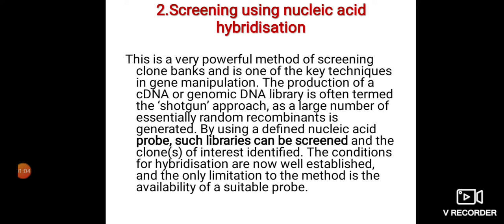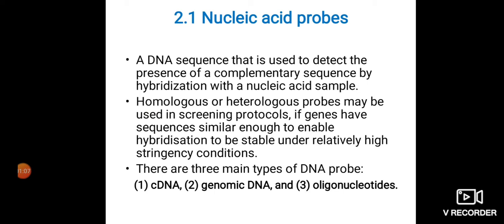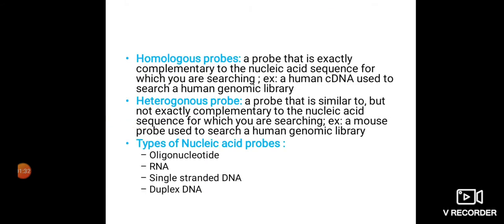So by using a suitable probe, we are able to screen for the presence of a particular sequence of nucleotides. So a probe is a DNA sequence that is used to detect the presence of a complementary sequence by hybridization with a nucleic acid sample. There are three main types of probes: cDNA probes, DNA probes, and oligonucleotide probes. There are even RNA probes, and non-nucleic acid probes, like protein probes.